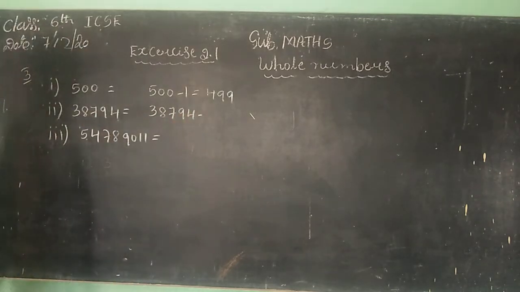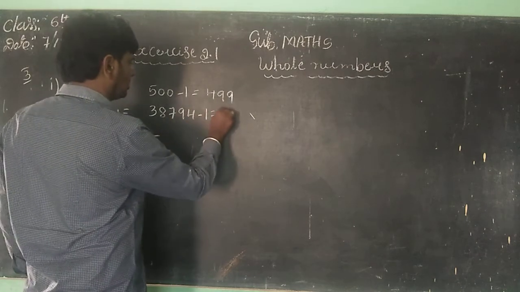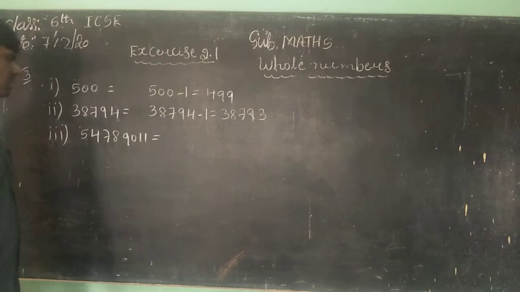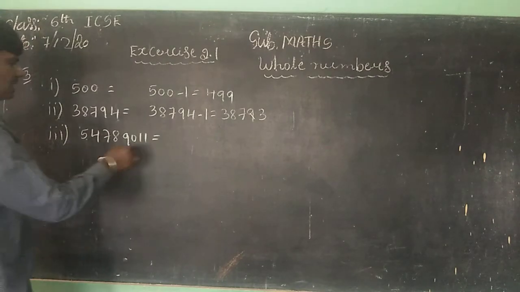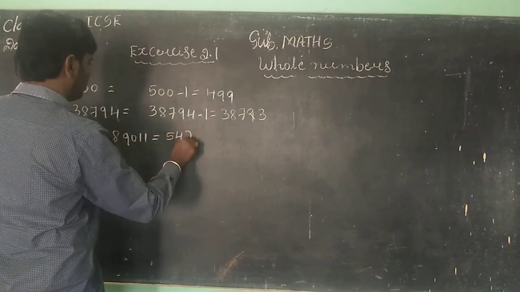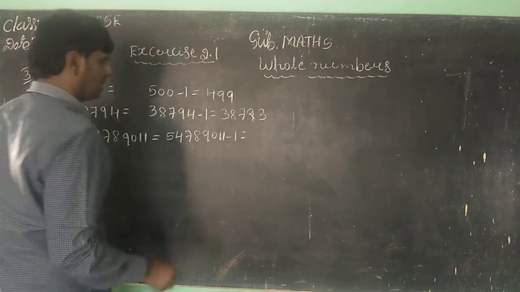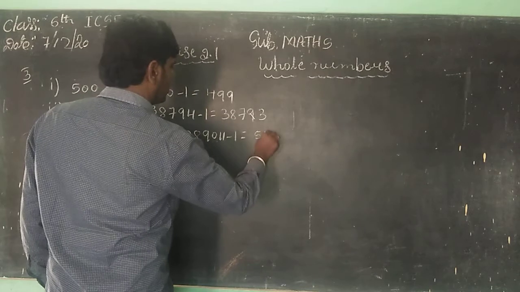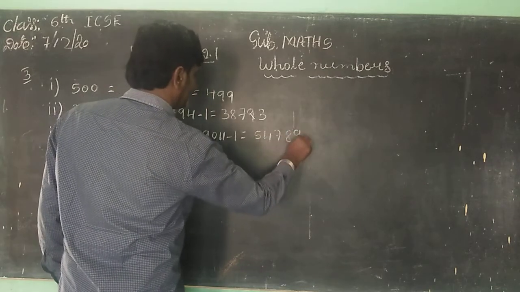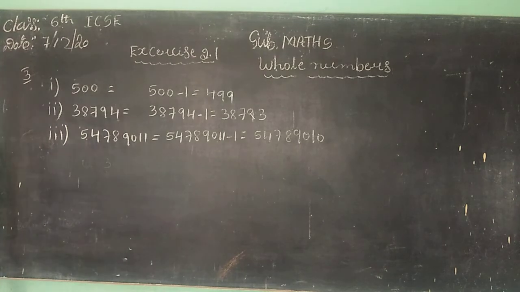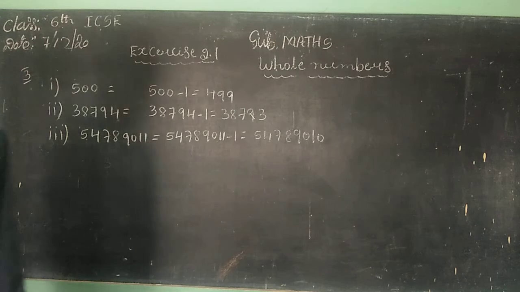So here 38,794, the predecessor is 38,793. So children, now we want to represent here also 547890011 minus 1 means 54789010. This is the predecessor. Predecessor means you want to subtract 1. Successor means you want to add 1. Correct, children? Any doubt here?